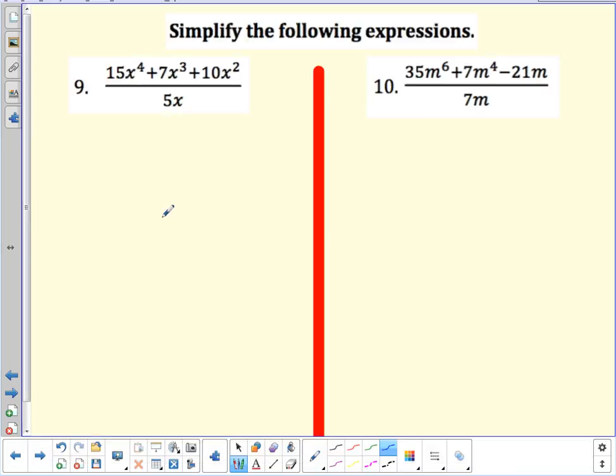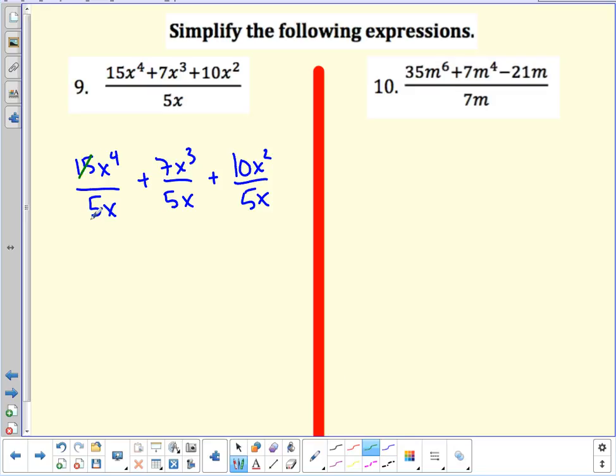In number 9, I can split these off. 15x to the 4th over 5x plus 7x to the 3rd over 5x plus 10x squared over 5x. And then I go to work and simplify. 15 divided by 5 is 3. X to the 4th over x, that's going to go away, and that's x to the 3rd. 7 divided by 5, there are no common factors there. 7 and 5 is just going to have to stay how it is.